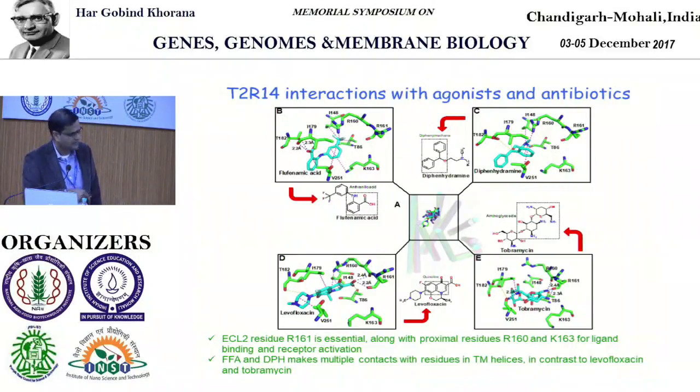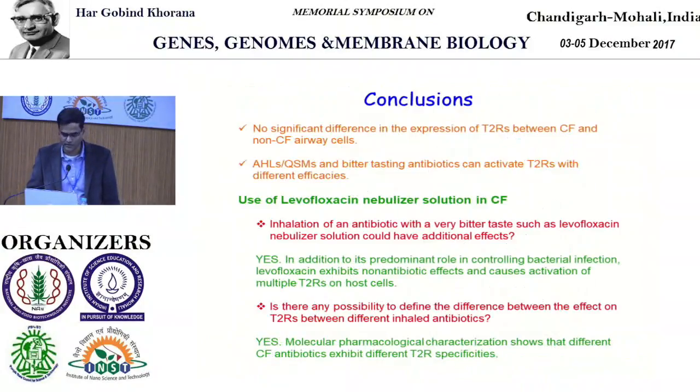Take-home message again is ECL2 plays a critical role. There are a few residues. The moment you take them out, the receptor doesn't bind, irrespective of which ligand you're looking at. So that's, again, not known in the field. This is something new in the taste field. So this is where we are at, I'm not going into the physiological role. We're still looking at what happens in an actual CF patient with these.